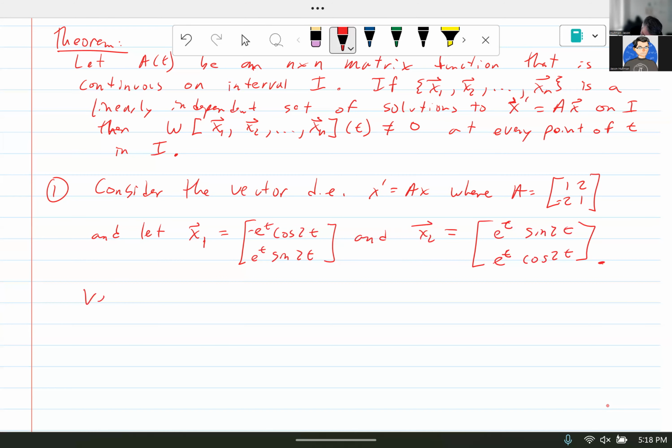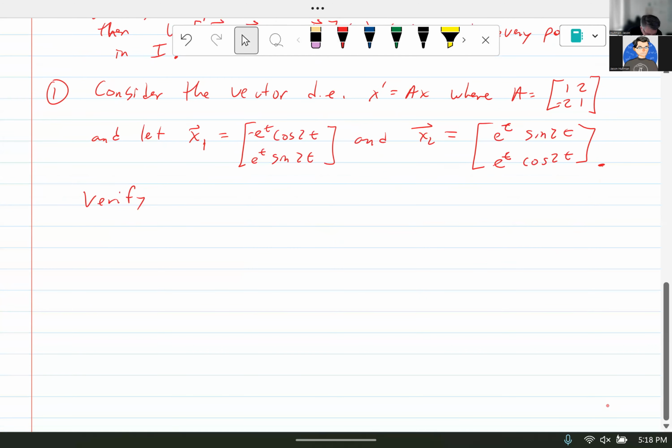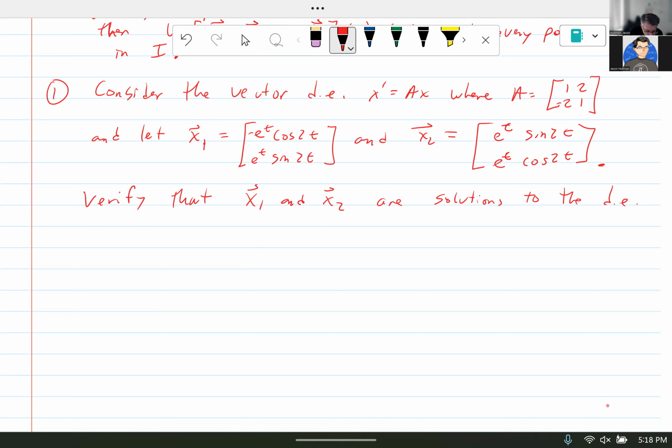Verify that x1 and x2 are solutions to the differential equation, and find the particular solutions, or sometimes they're called scalar solutions, when x of 0, when t is 0, is equal to 3, 2.